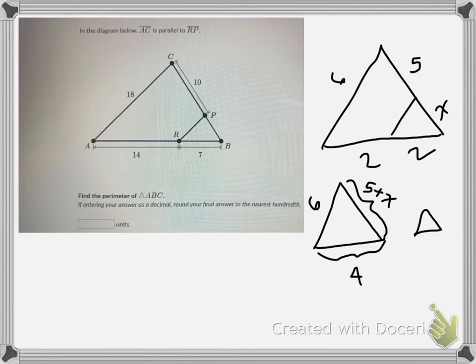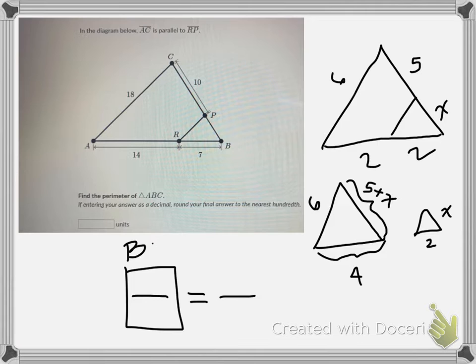Okay, so this is going to be 5 plus x, and then on this little triangle, this is going to be x, and this is going to be 2. Okay, so this is what we're going to use: a set of proportions to solve this problem. So what we're going to do here, we're going to make two fractions equal to each other, right? This is a proportion. Okay, so on the first one, we're going to use numbers from the big triangle, and on the second one, we're going to use numbers from the small triangle.